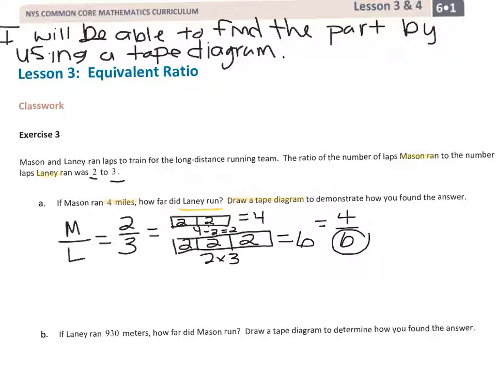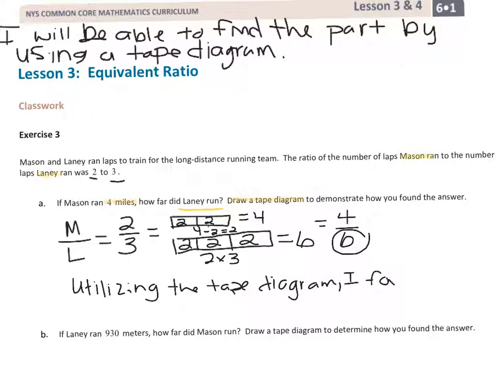So we're going to say, utilizing the tape diagram, I found that Lanny ran 6 miles.